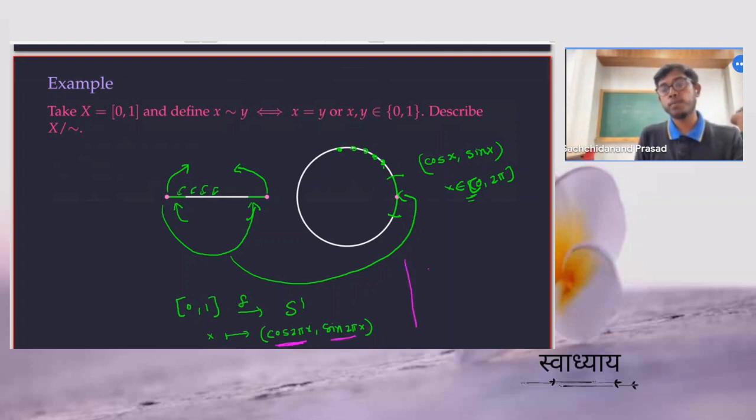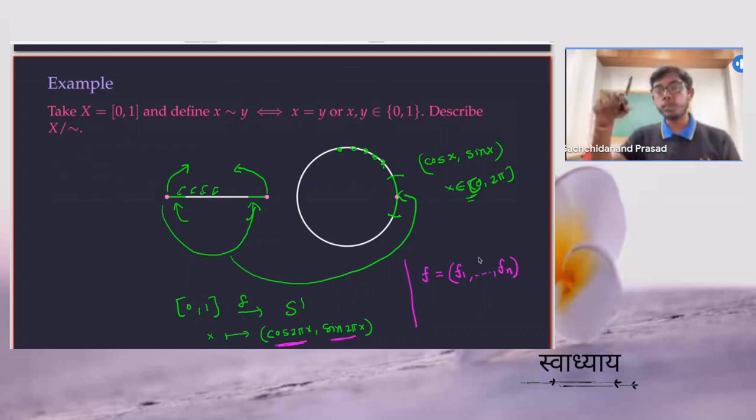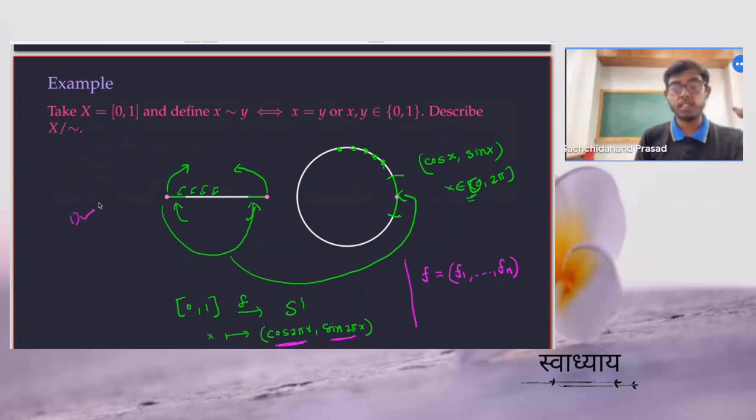We recall from our multivariable calculus that if f equals f1 through fn, then f is continuous if and only if each of the fi's is continuous. Since cosine and sine functions are continuous, therefore f is continuous. So my first job is partially done.